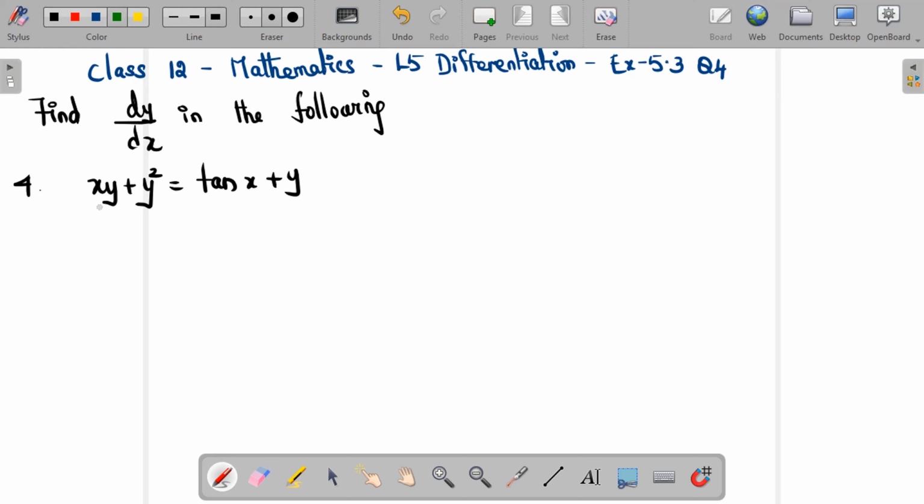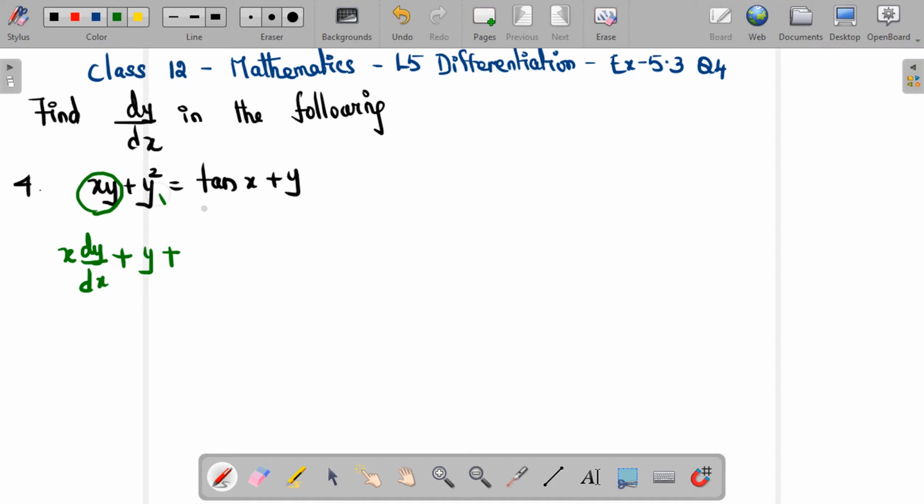Please remember the first term xy, you have to look at it as uv, where u is x and y is going to be v. So let's start with this differentiation. I'm retaining x and differentiating y, which means x into dy by dx, plus I'm retaining y and differentiating x, so it is 1. So plus y into 1 is y.